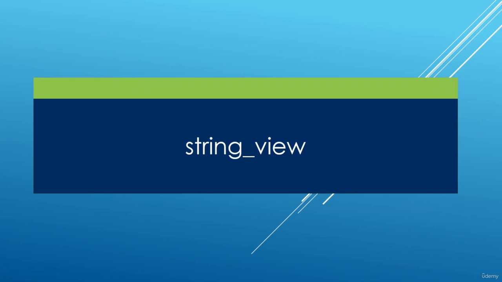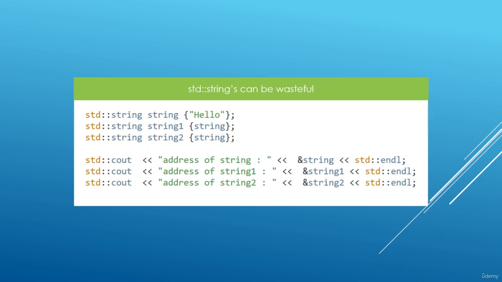In this lecture, we're going to learn about the string view type. This is a type that is going to allow us to save memory, especially if we are trying to use a string literal to initialize an std string like we see here. If you look here, you see that we have three string variables. One is initialized with a string literal, which is saying hello, and the other two are initialized using the first std string variable that we have.